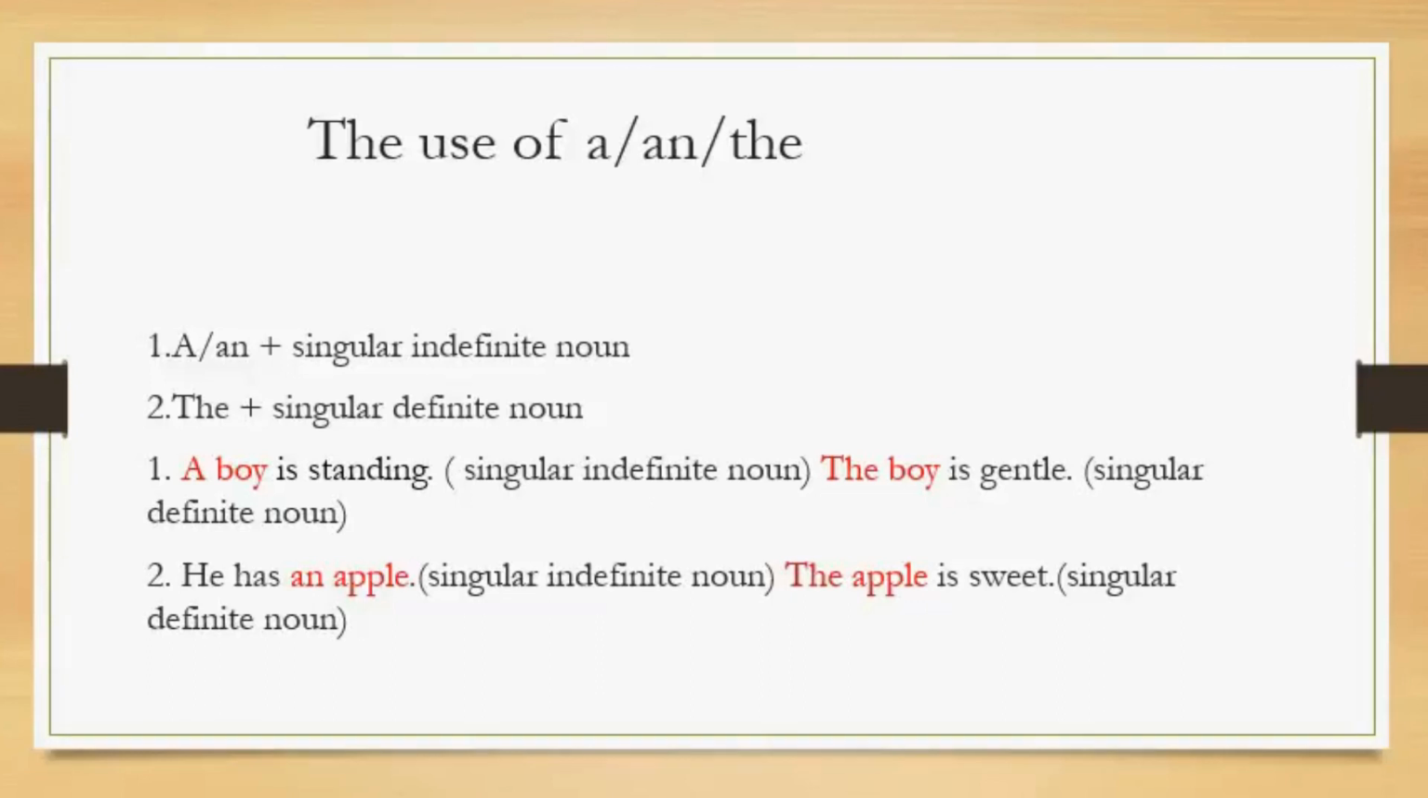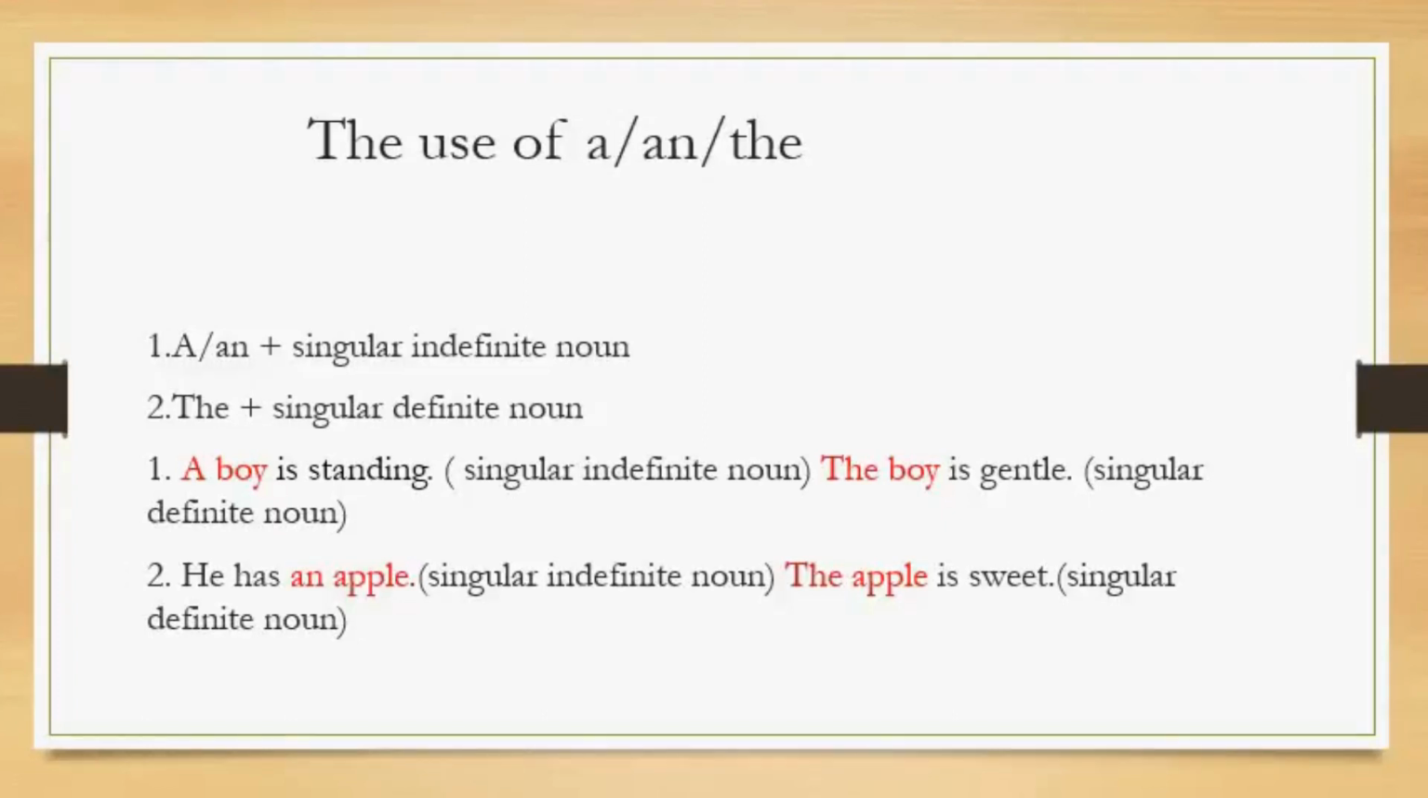The boy is gentle. We are talking about the same boy once again, so we have used the definite article. We are sure which boy we are talking about, so we use the definite article here. So, singular definite noun. He has an apple. Singular indefinite noun. Here apple is a singular indefinite noun, but it begins with a vowel sound a. Before a vowel sound, we have to use an. So this is used for the first time, so we have used the indefinite article.